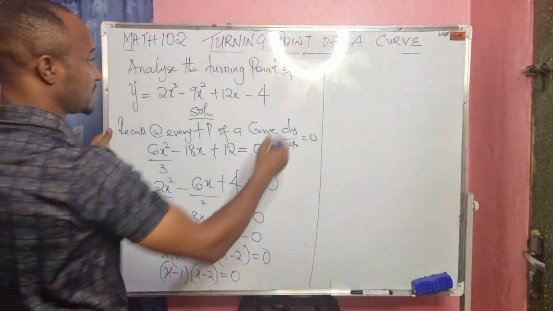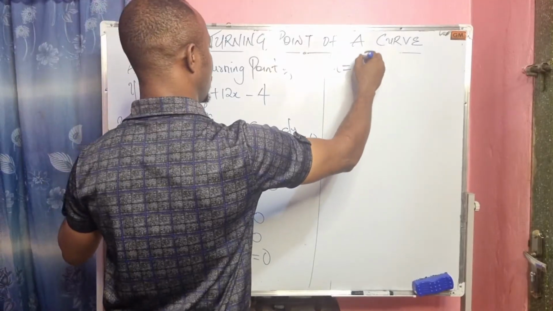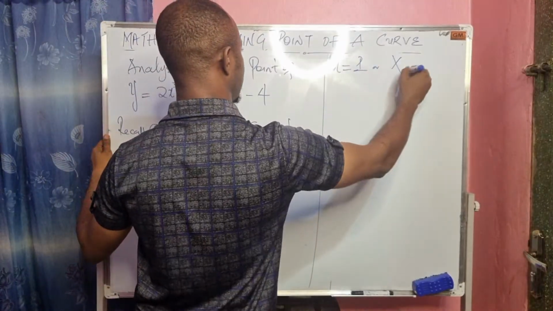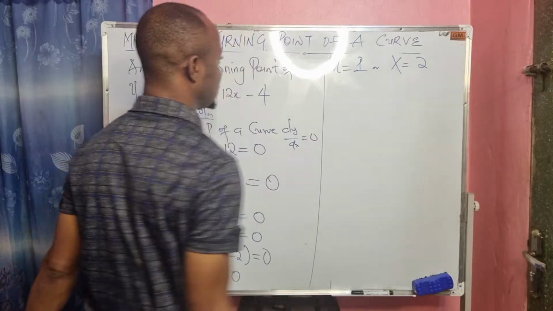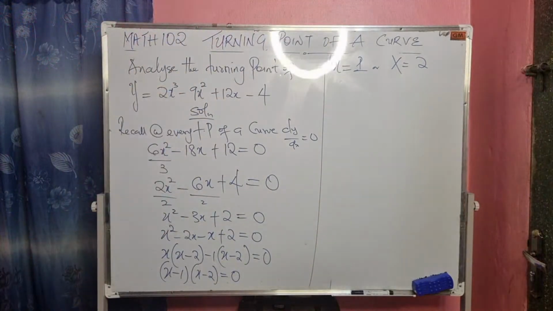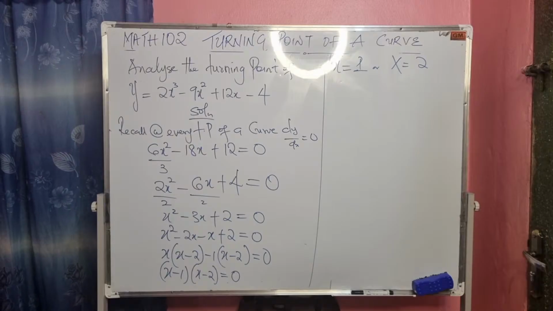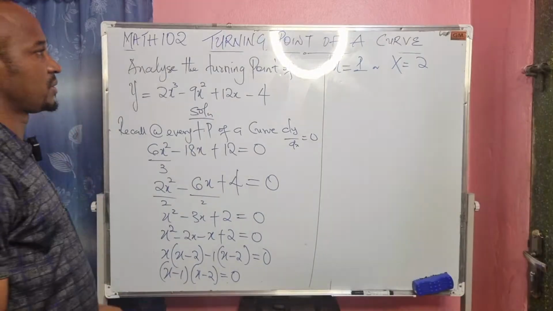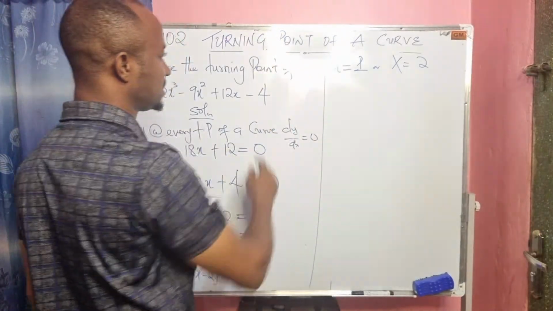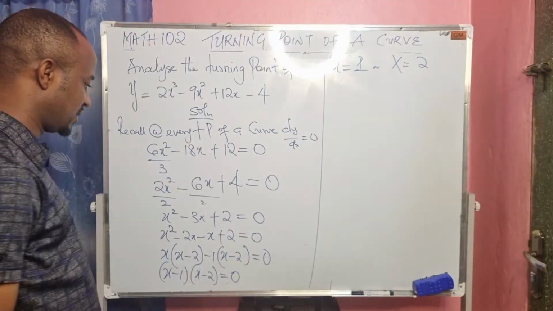Our x becomes x equals 1 or x equals 2, right? Among these two values of x, one of them must be a minimum value of x and the other must be a maximum value of x. So the next thing we need to do is to find the coordinates of the function at x equals what? 1 and also at x equals what?